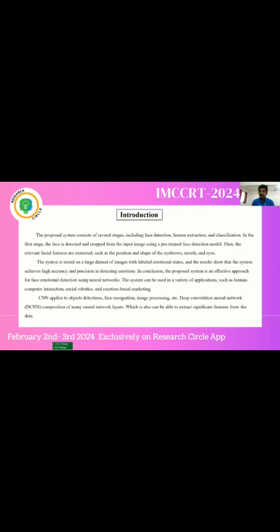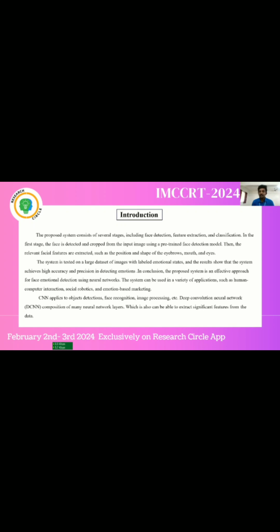The system is trained on a large dataset, and my large dataset is taken from Keras, open source. This concludes the proposed system as an efficient approach to face emotion detection using neural network. The system can be used in a variety of applications such as human-computer interaction, social robotics, and emotion-based marketing.